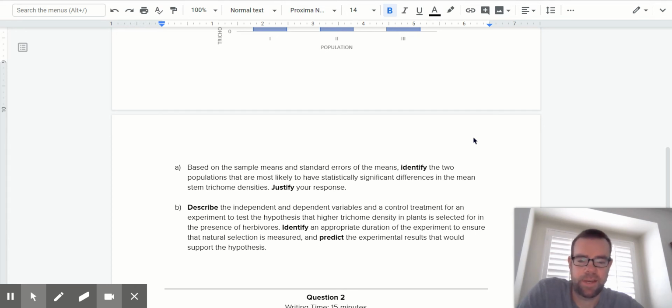Okay, identify an appropriate duration of the experiment to ensure that natural selection is measured. So in other words, tell us the amount of time that you need in order for us to determine if natural selection is taking place. And predict the experimental results that would support the hypothesis. Okay, so this part here is 5 points. So part A is 2 points, the identify and justify. Part B is 5 points, the describe, independent, dependent, and control, identify, and predict, for a total of 7 points. You need 25 minutes to answer that question.